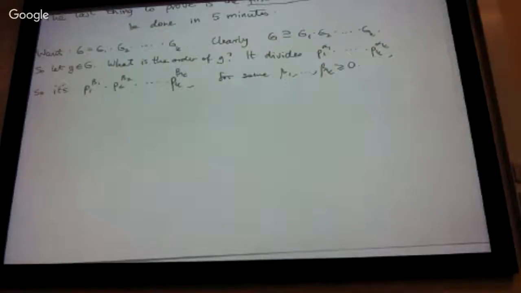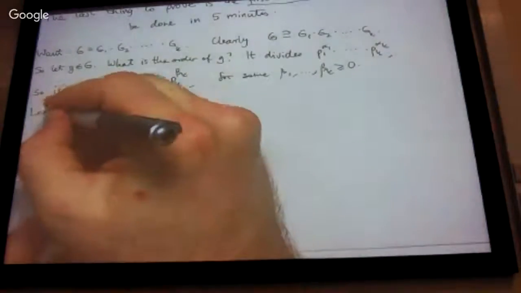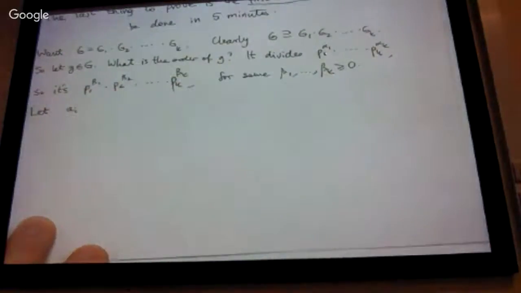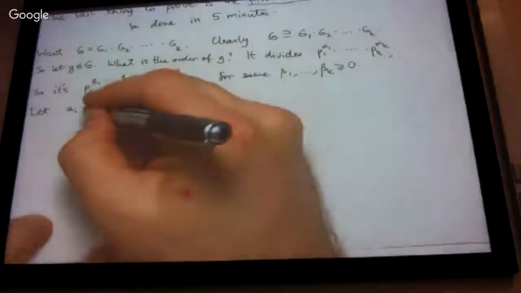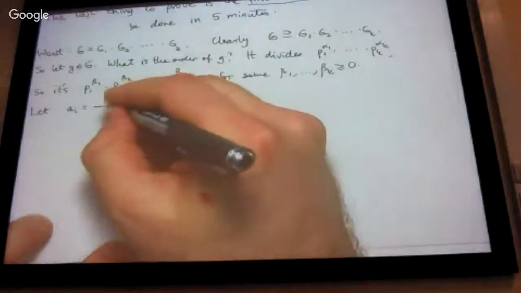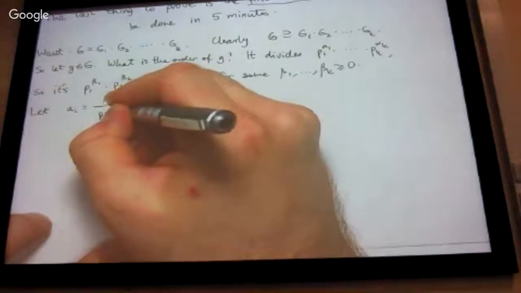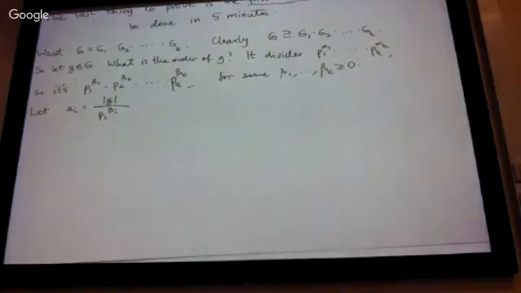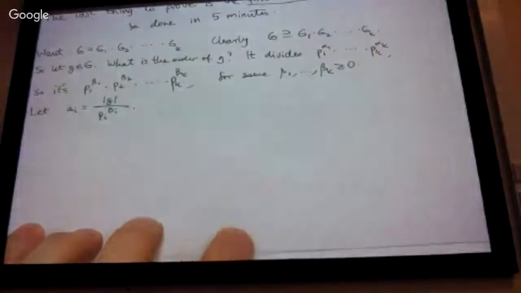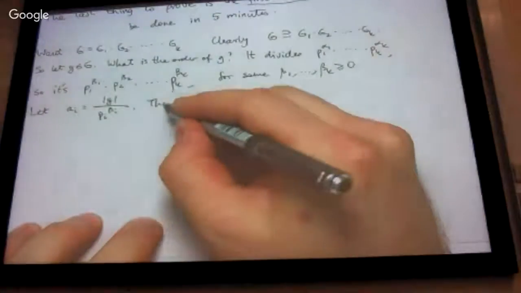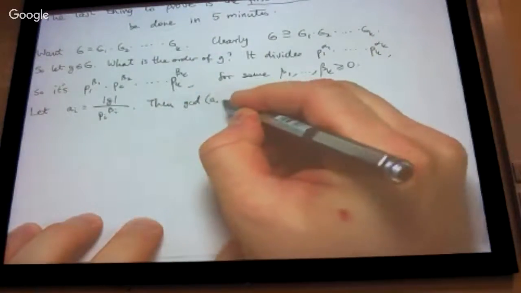Okay, now this is horrendous. So Ai is going to be a number which is defined as the order of G divided by Pi to the beta i. So Ai is: you remove the i-th prime from that order and take the product of everything else. And what is the GCD of all these A's?